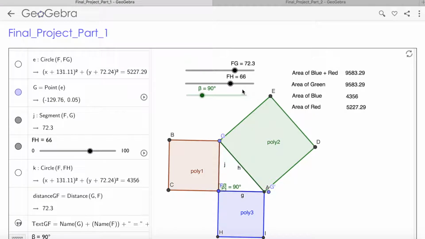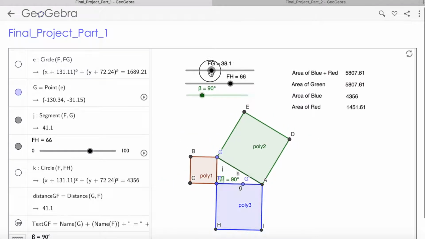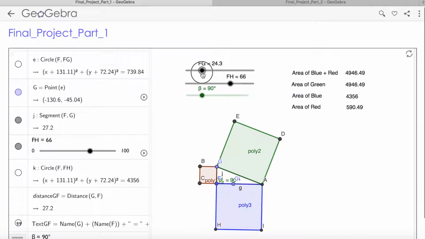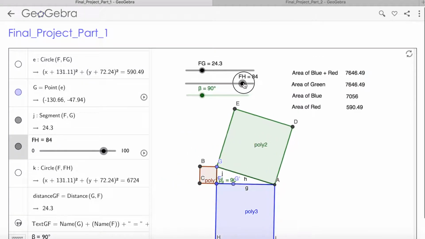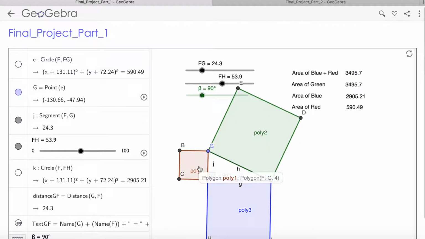Up here we can see that the area of blue plus red is going to equal green. And due to these sliders, it's not just this triangle. Since it's a 90-degree triangle, no matter what length any of these sides are, the area of blue plus red and the area of green are always going to be equal. So we can make this shorter, and let's make this a lot longer. We can see that the area of blue plus red, which is a squared plus b squared, is always going to equal c squared, which is represented by green.